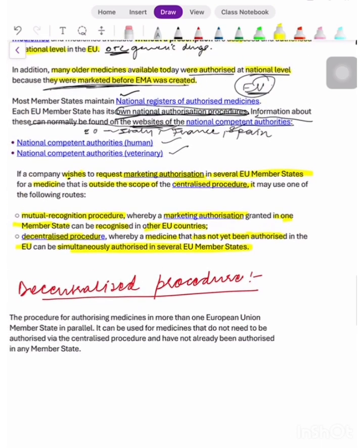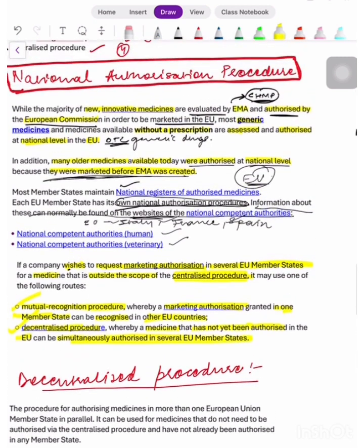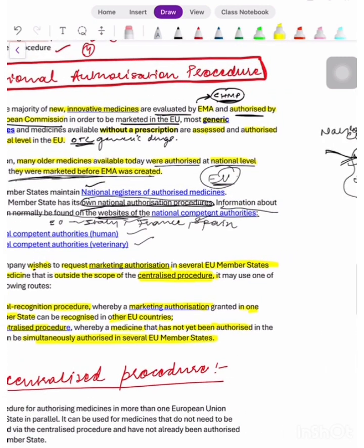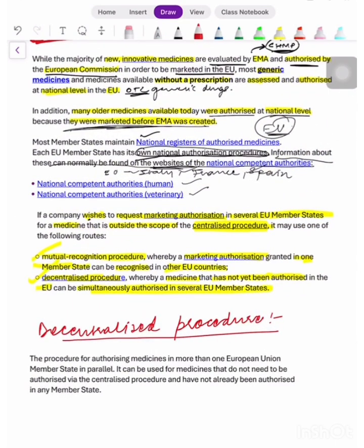So, only when centralized procedure is outside the scope of the application, you can follow these two routes for getting approval of your drug to be marketed in European Union. However, national authorization procedure is nowadays not used that much. So a lot of information, there's no use to study this. Just because it is a type of a process for general information, you should have the knowledge.